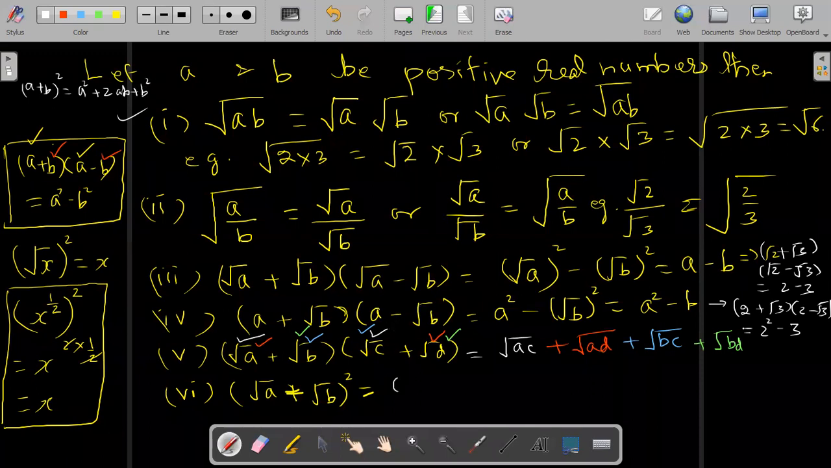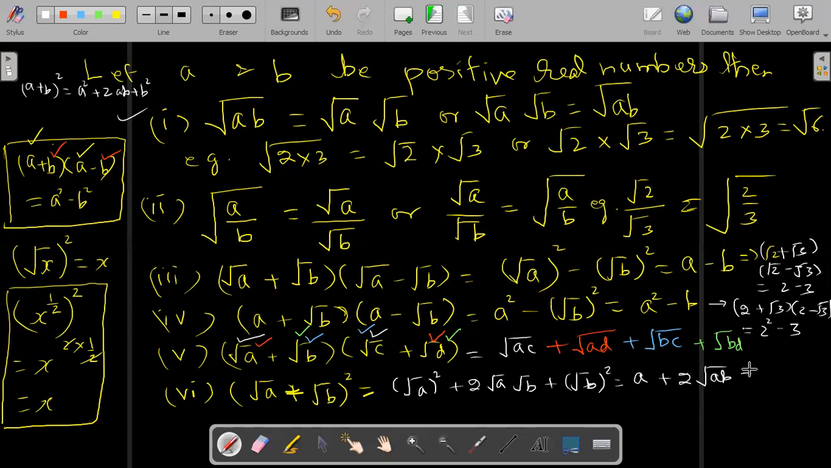So a square means root a whole square, plus 2 into a, a is what? Root a into root b, plus root b whole square. So your result will be a plus 2 root ab, and plus root b whole square is b.